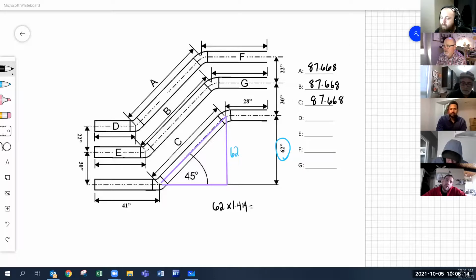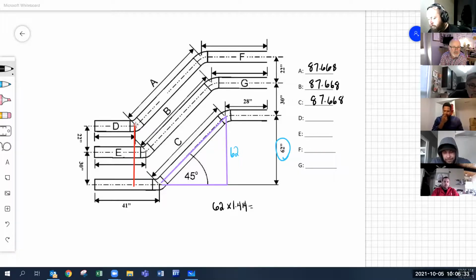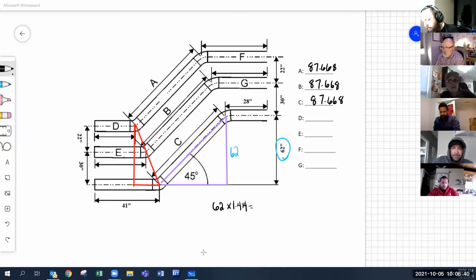Let me just get a different color here. And I need to get a straight line on there. There we go. So what I'm going to do is cut my 45s in half. First off, I'm going to draw a straight line right here, and I'm going to cut these 45s in half, making it a 22.5 degree right angle triangle.